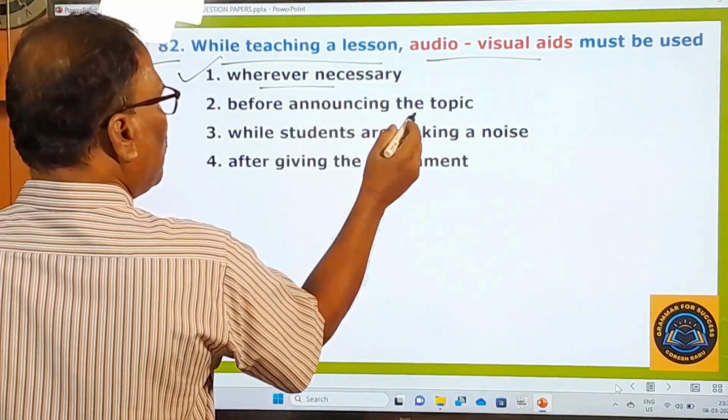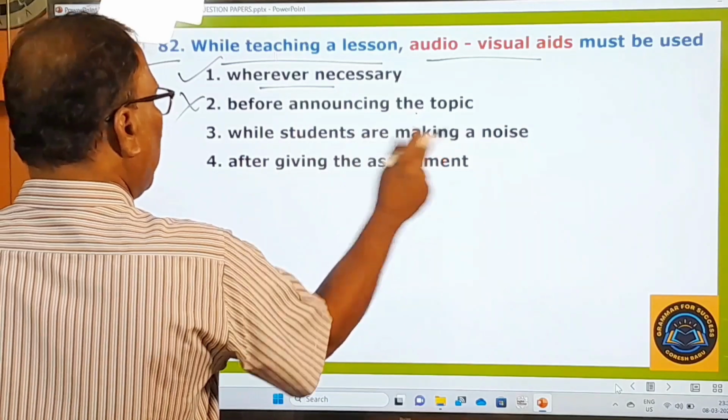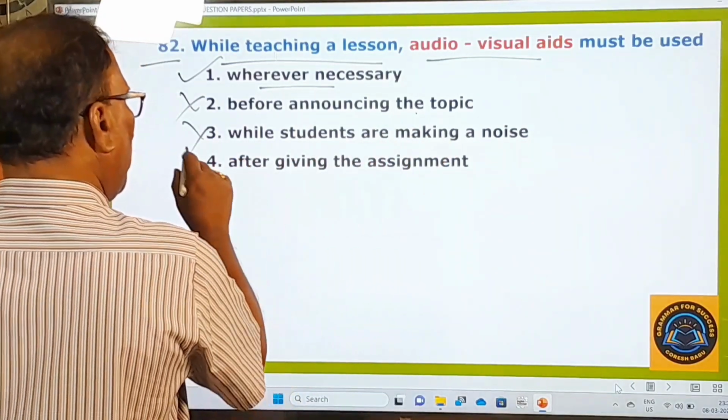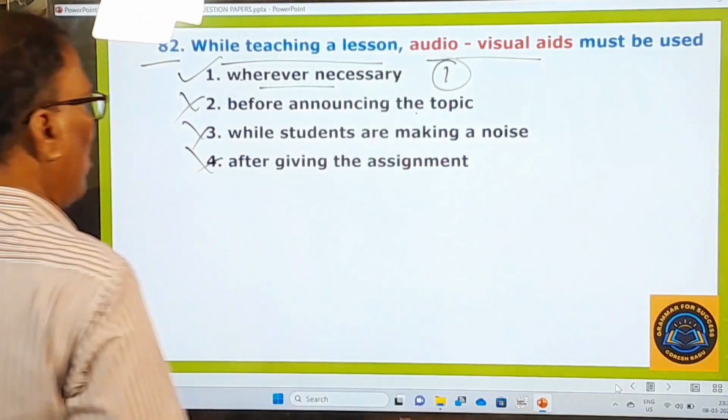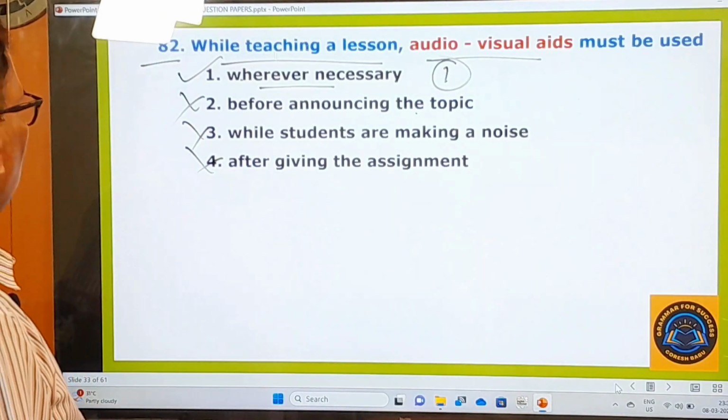Right. Before announcing the topic, no. While students are making a note, no. After giving the assignment, no. So the first one is the only right answer. Now you go to the next question.